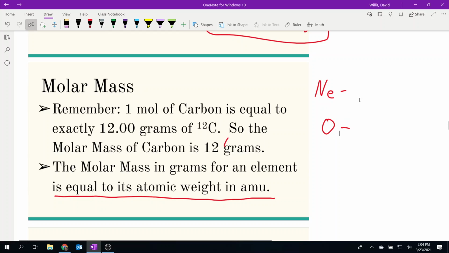All right, Delaney, what'd you get for neon? 20.179. That means that if I had 20.179 grams of neon, that would be 1 mole of neon atoms. Ben, what about oxygen? The atomic mass. Yeah, 15.999. So if I had 15.999 grams of oxygen, I would have 1 mole, 6.02 times 10 to the 23rd of oxygen atoms.